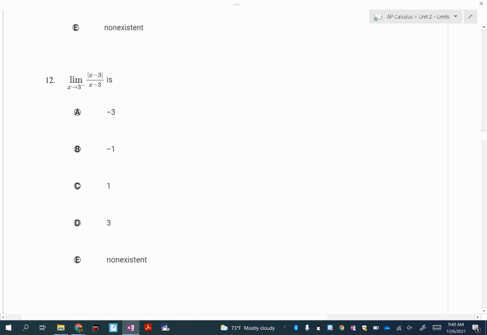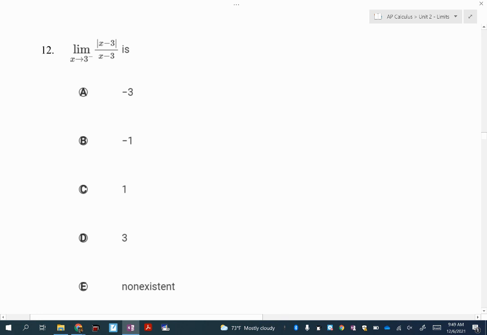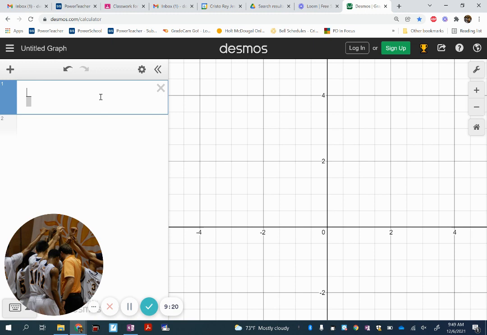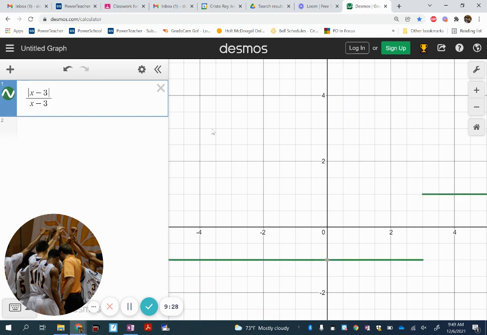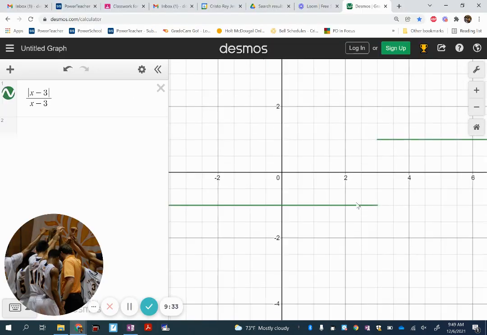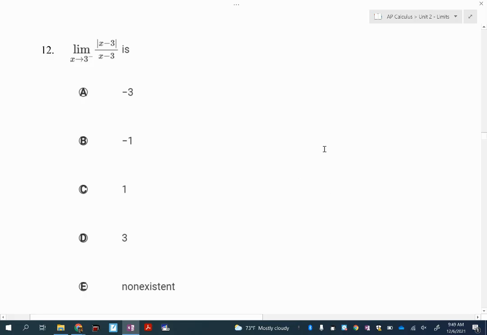Number 12. Now for this one, I'm going to type this into Desmos because I see the absolute value symbol, and that tells me that something interesting is going to be happening. And I'm looking for the limit as x approaches 3 from the left of this function. So the absolute value of x minus 3 over x minus 3. And I'm approaching 3 from the left. So 3 from the left is going to be approaching a y value of -1. So that's going to be B.